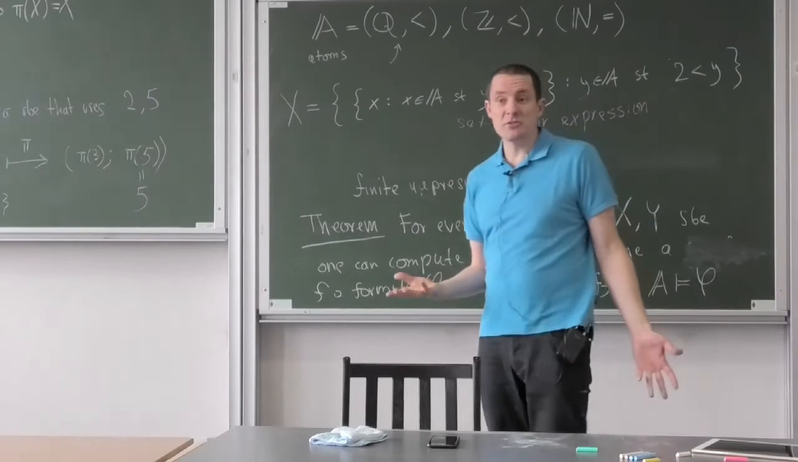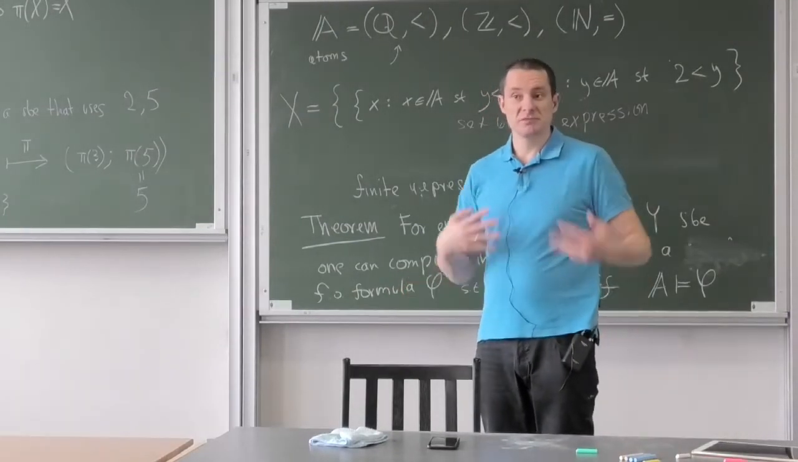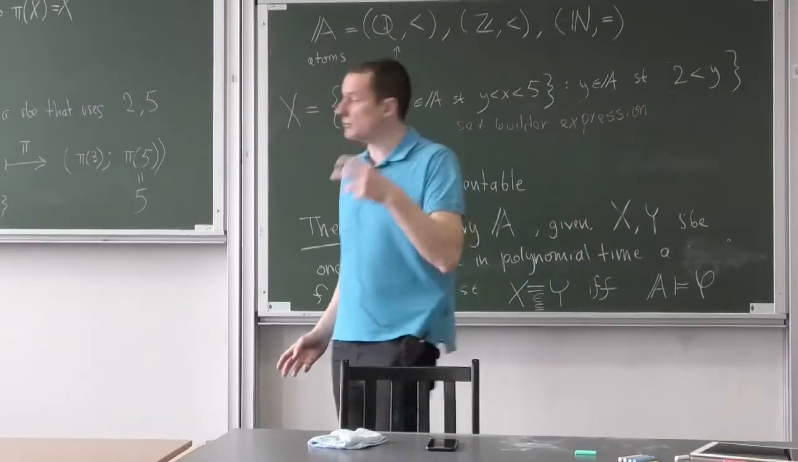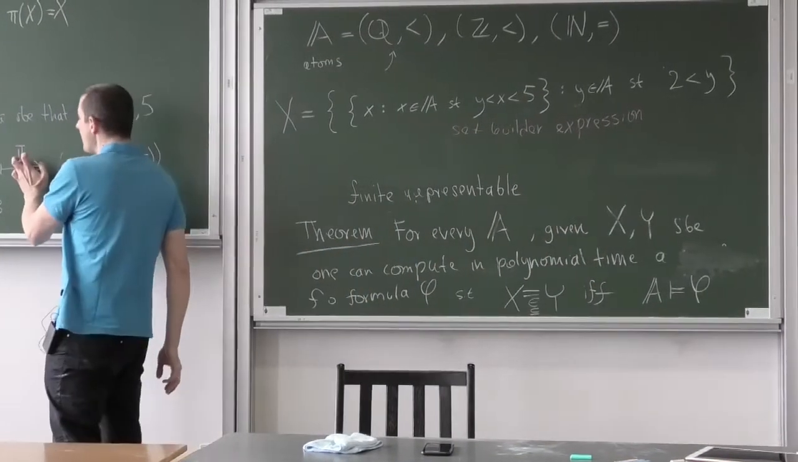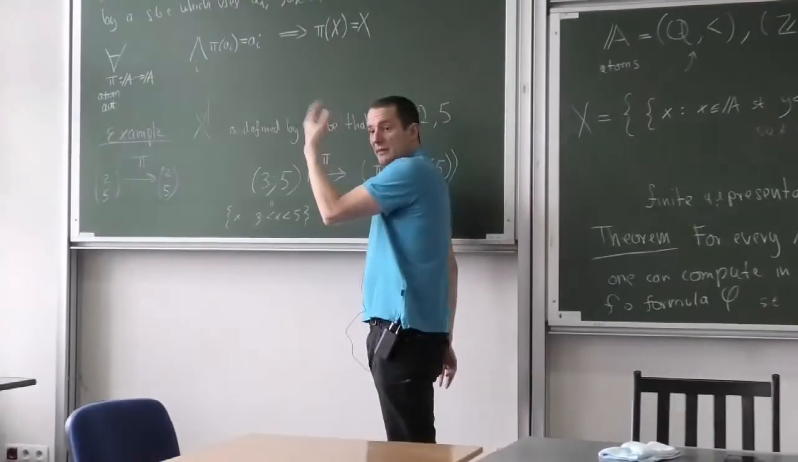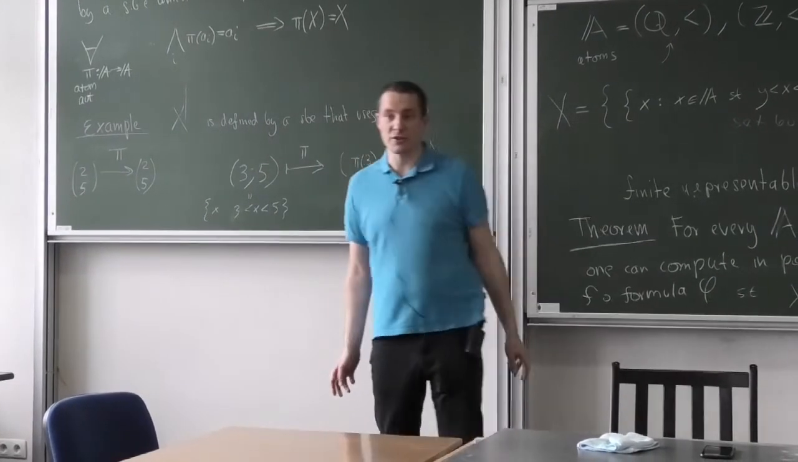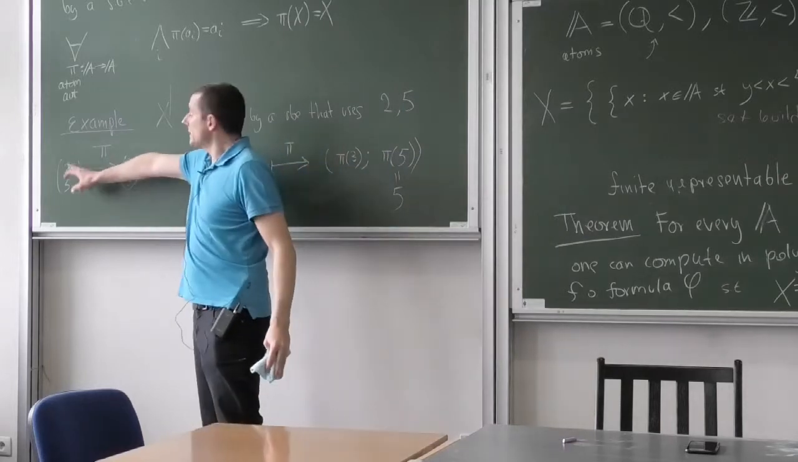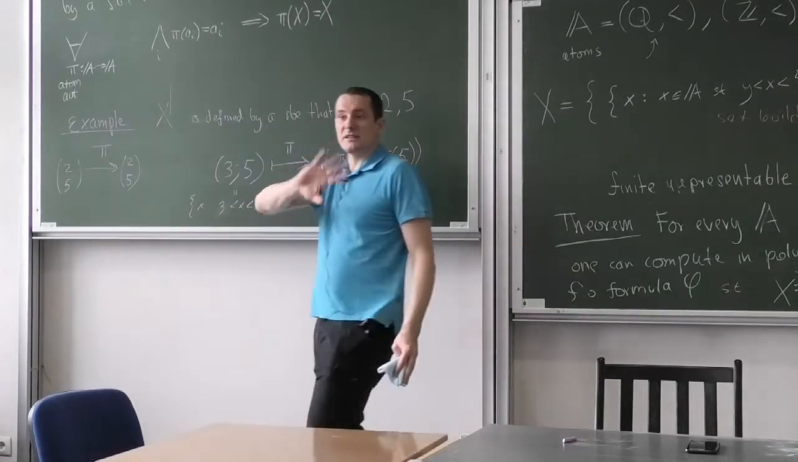So is this example good enough? There's really nothing going on. I just wanted to explain what it means to apply this pi. In principle, it works on the atoms, but you can lift it to sets, and it preserves all structure. And if you assume that it preserves the constants that appear in the expression, then it completely does nothing to the expression.